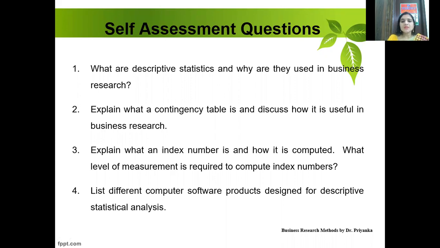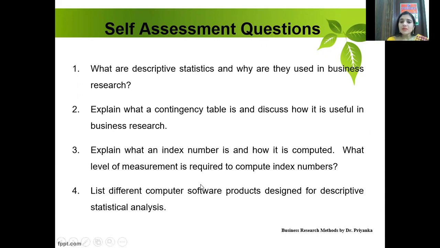Some self-assessment questions. Number 1, what are descriptive statistics and why are they used in business research? Descriptive statistics is the elementary transformation of data in a way that describes the basic characteristics such as central tendency, mean, median, mode, distribution, and variability of the data. Averages, medians, modes, variance, range, and standard deviation are the typical descriptive statistics. And these are the most widely used in business because we use them to summarize responses from a large number of respondents.